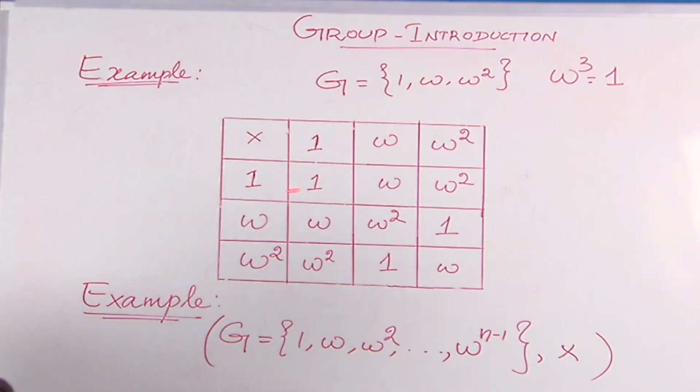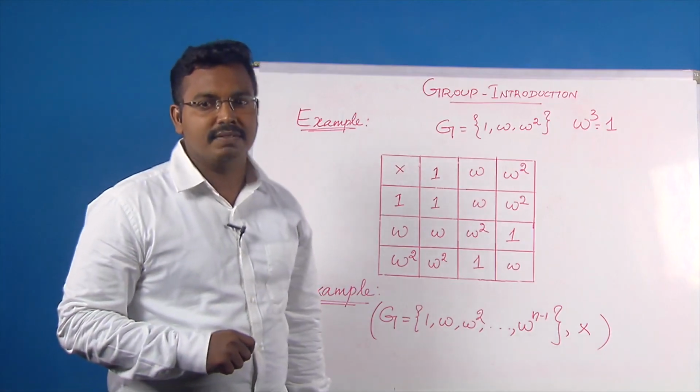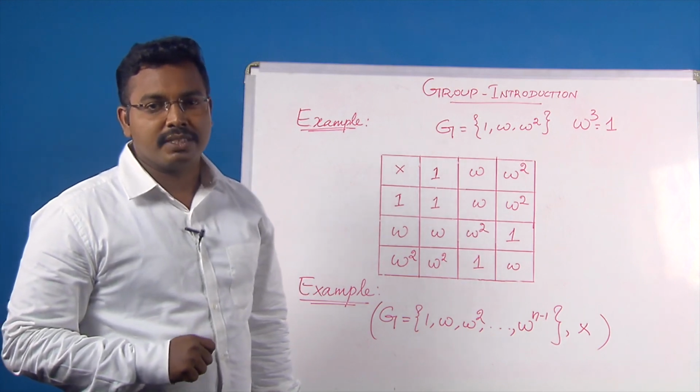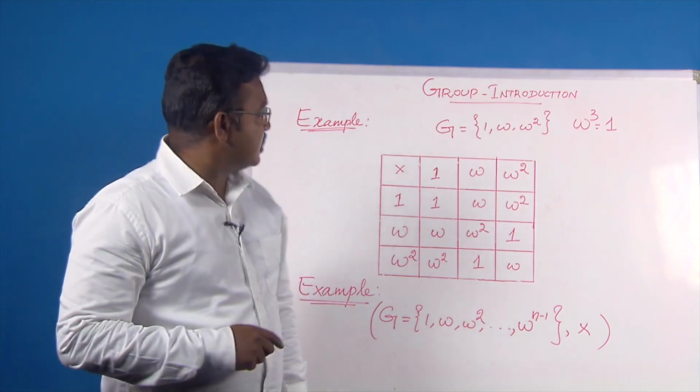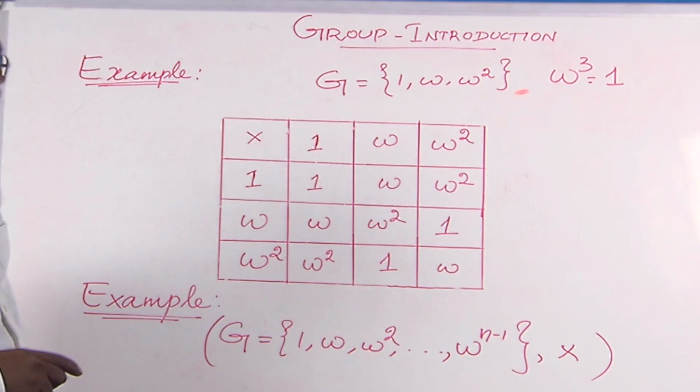For the last element, omega square, come back again here: the entry 1 is here, and the corresponding entry of the column is omega. Therefore, omega square into omega is 1, and the other way, omega into omega square is also 1. Therefore, the inverse of omega square is omega. All 3 elements have an inverse, so the inverse property is also satisfied. Hence, the cubic roots of unity together with the operation product form a group. You can also check that it satisfies the commutative property. Therefore, this forms an abelian group.